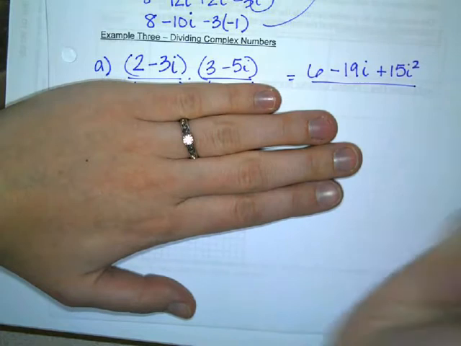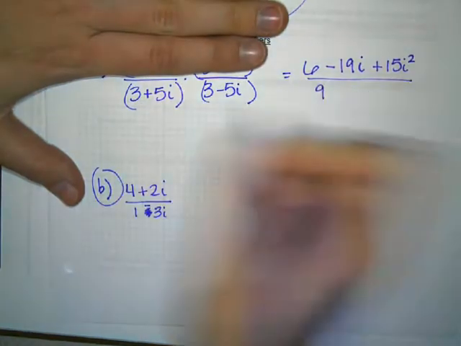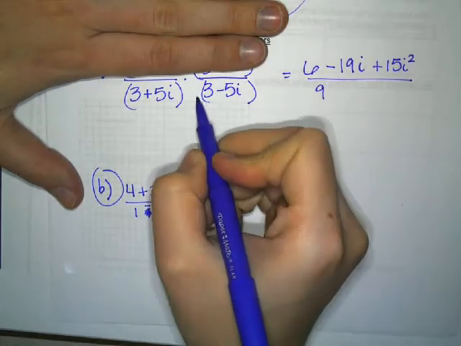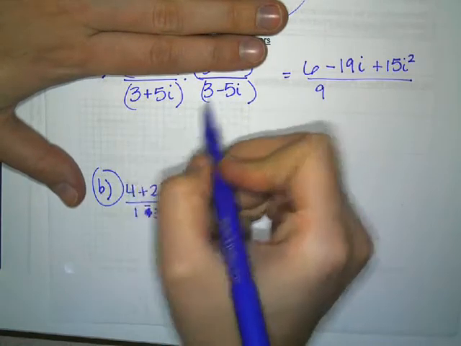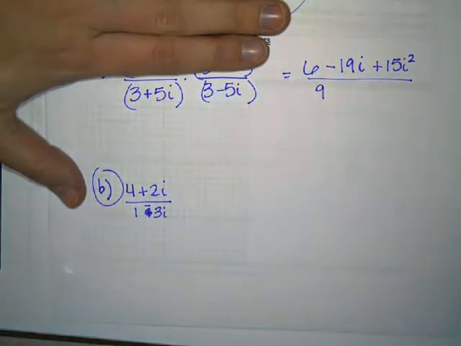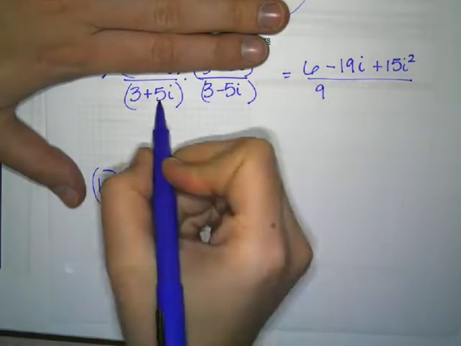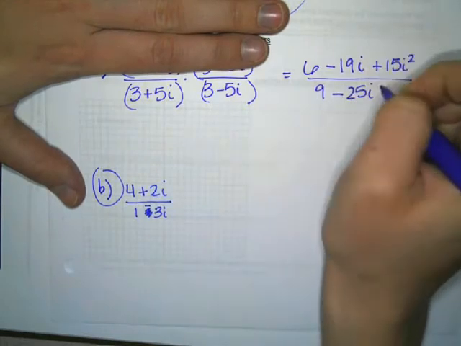Okay, then on the bottom, 3 times 3 gives me 9. Outer gives me negative 15i. Inner gives me positive 15i. So negative 15i plus 15i, they're going to knock each other out, which will always happen when you multiply by the conjugate. So negative 15i plus 15i knocks them out. 5i times negative 5i gives me negative 25i squared.